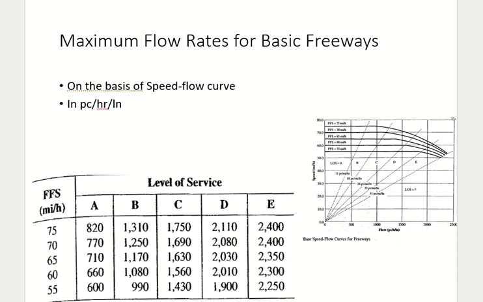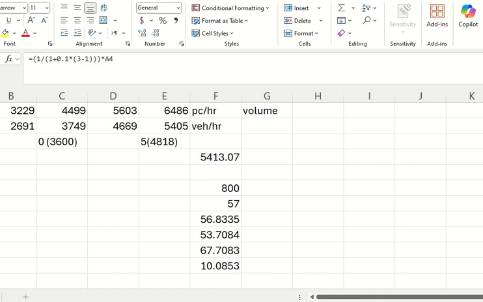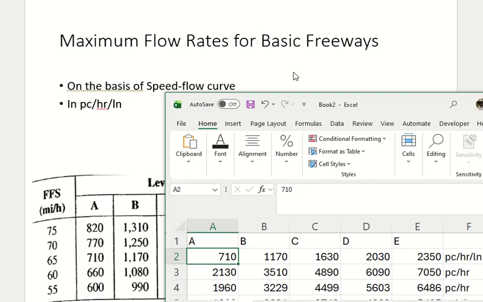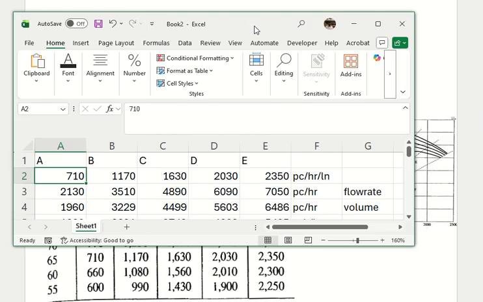Now I need to convert these values from passenger cars per hour per lane flow rate to volume, because the values I have in my question are volumes and they are in vehicles per hour, not passenger cars per hour. So I go here. First thing I do is convert these values to vehicles per hour per lane.